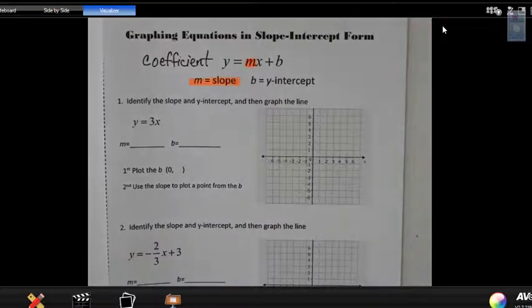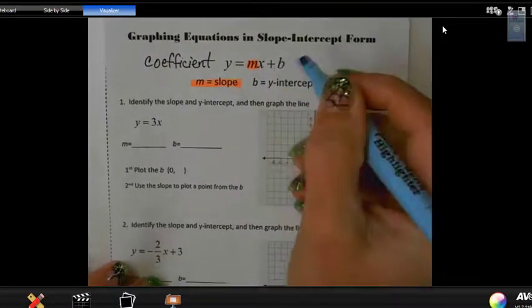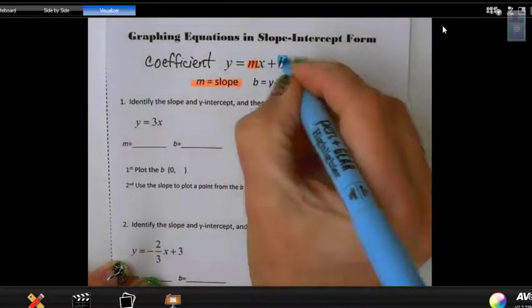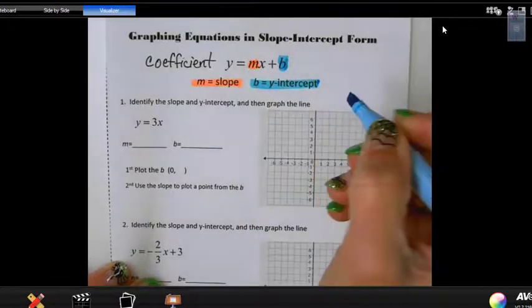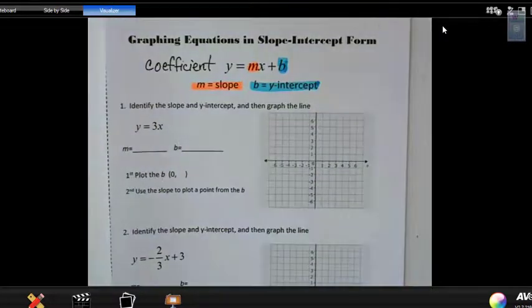For y-intercept, I'm going to use a different color. I'm going to use blue. You use whatever color you want. And that's going to represent where the line is crossing the y-axis.